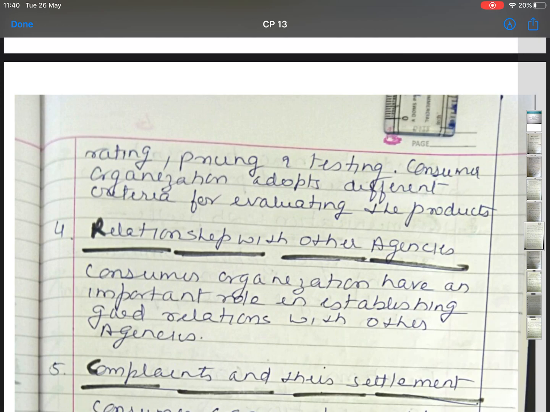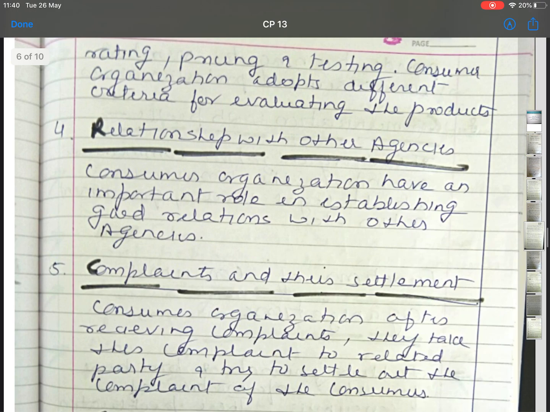Then relationship with other agencies. Consumer organizations have an important role in establishing good relationships with other agencies like FICCI, Consumer Protection Councils, Indian Standards Institute, and other government agencies. So they build relationships with other organizations or government bodies, and they work alongside government bodies for the protection of the consumer.